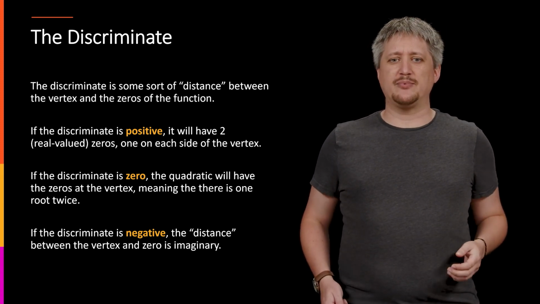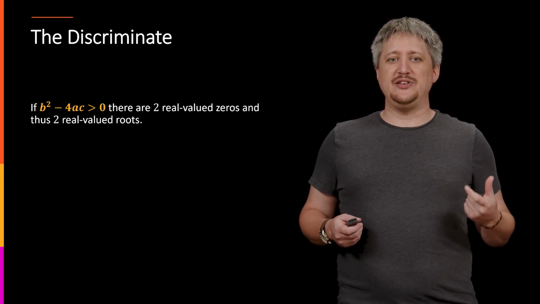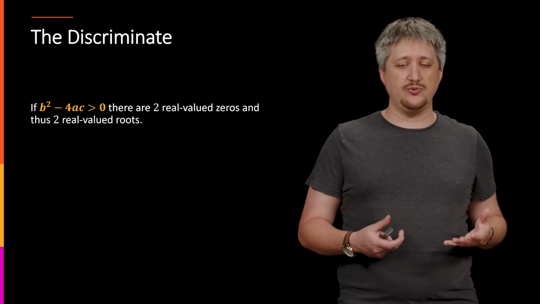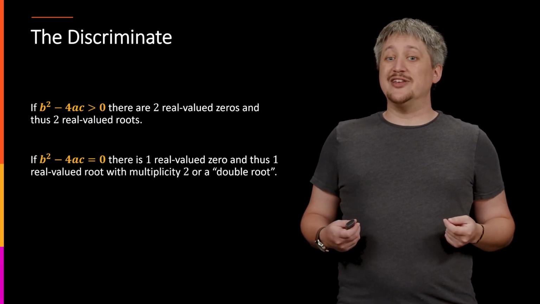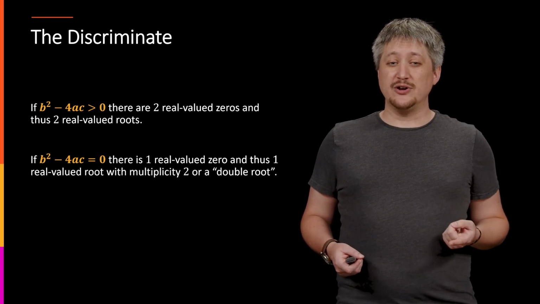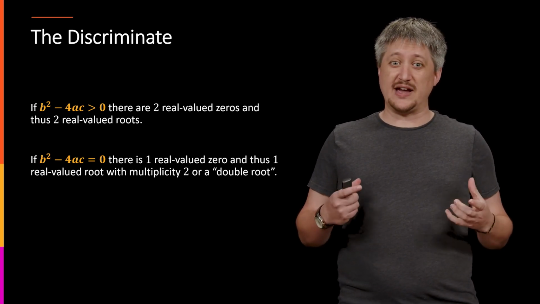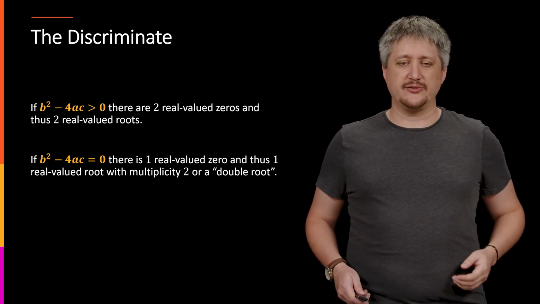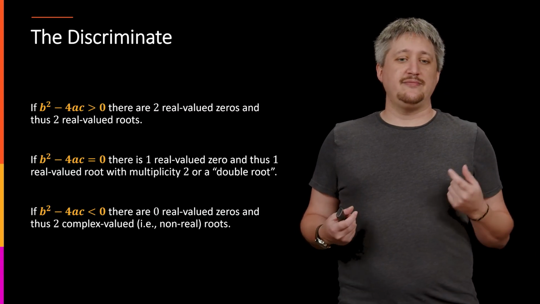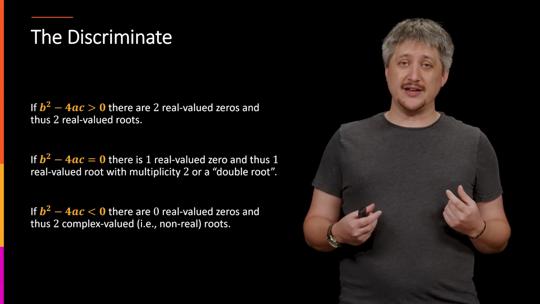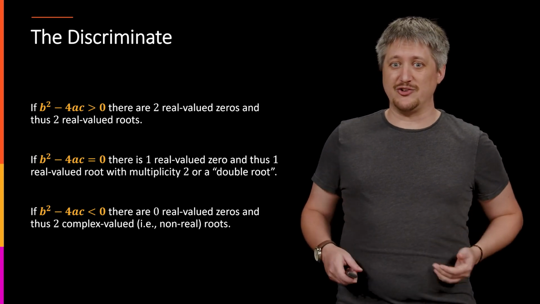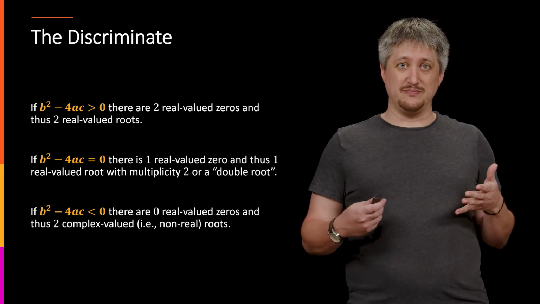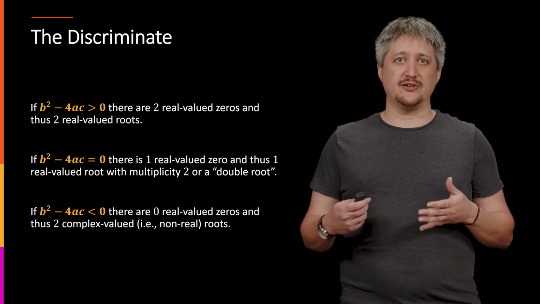So again, quick recap. If you have that b squared minus 4ac, the discriminant, being greater than 0, there are 2 real valued zeros and thus 2 real valued roots. If you have that at 0, that means that we have 1 real valued 0, which means that you have 1 root, 1 factor with multiplicity 2. We typically call these double roots or double factors. And if you have that b squared minus 4ac negative, then taking the square root is going to give you an imaginary number. So that tells you that there are no real valued zeros. In fact, there must be 2 complex valued zeros that are not real.